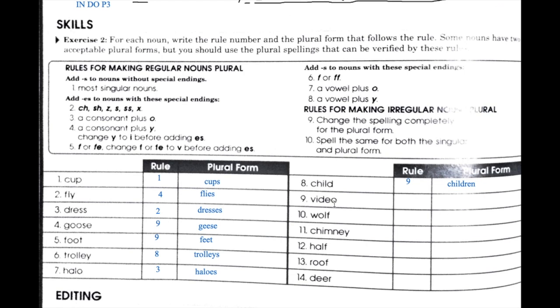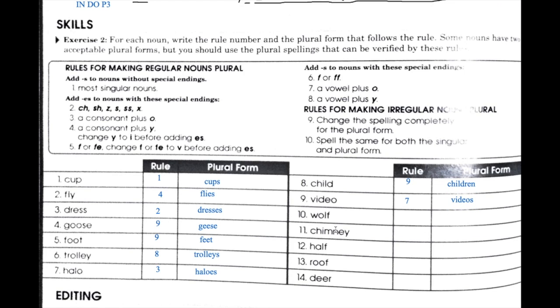Video, we have a vowel and O. So let's look for the one that has a vowel plus O. It is number 7. So for that, we need to just add an S. Rule number 7, and we add an S. Videos.